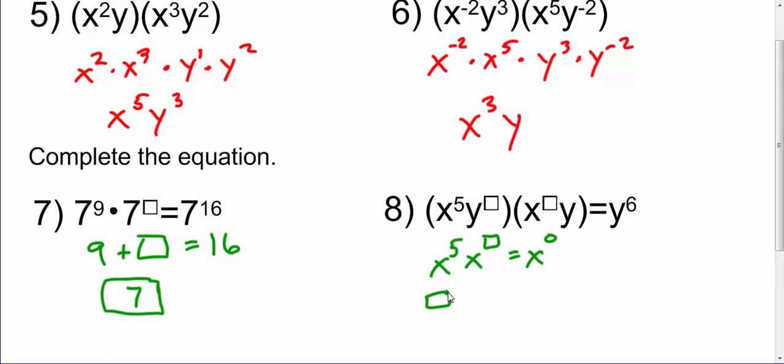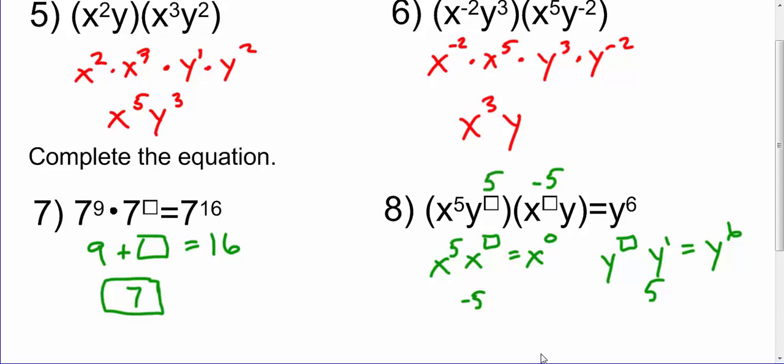I'm struggling with notation here. How do I mark that? That one is -5. I'm just going to write it right up here. Okay, then we can deal with the y problem separately. We have y to some unknown power times y to the 1st is equal to y to the 6th. And we know that box, of course, would have to be a 5. So I'm going to put a 5 right there.